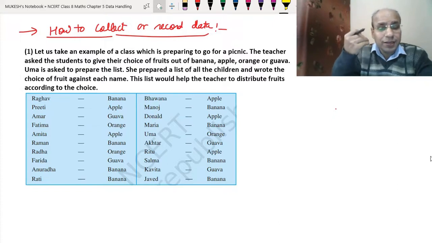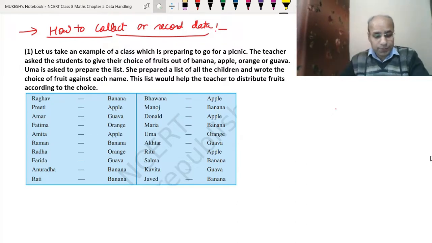Second thing, he can buy the right amount of fruit, so that nothing goes to waste. So this is how this data can be used for that purpose. Okay, now let's see the next example.